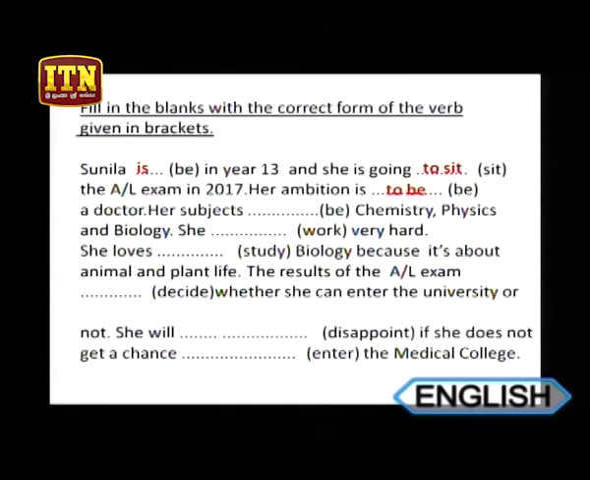Her subjects. Now the subjects that she's learning at present. Yes. So it has to be a present tense verb, isn't it? Out of the be verbs. Yes. Her subjects are chemistry, physics and biology. She studies biology because it's about animal and plant life. Now you can't say she loves study biology. Then what is missing there? There's another sentence. She works very hard. She loves to study biology because it's about animal and plant life.